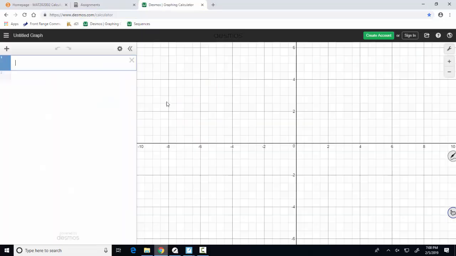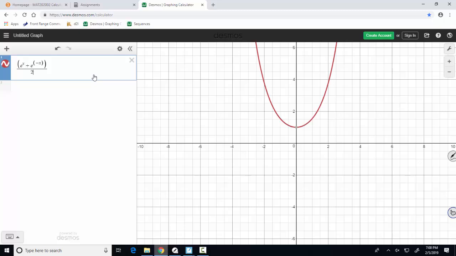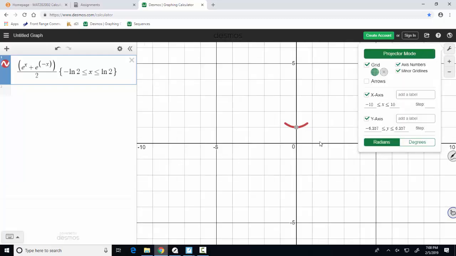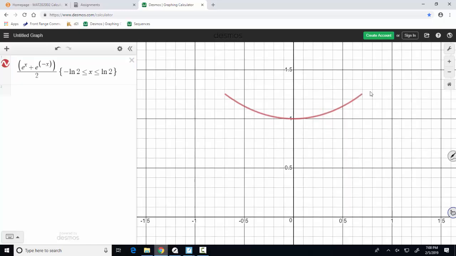Sorry, go back to that. So that's the length of this curve right here.